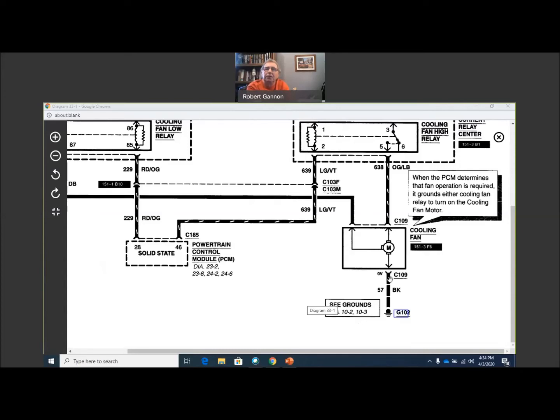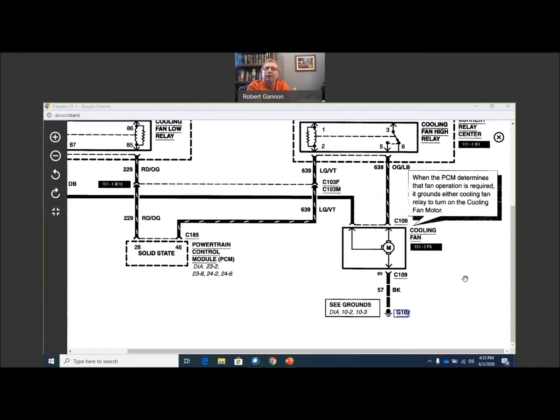The cooling fan is actually a 2-speed motor, so it has one ground, but it's got 2 different power feeds to it. So if power is sent to the motor on this pin here, it'll run at low speed, but if you power up this pin, the motor will run at high speed. It's just the way the motor is wound. It goes through more coils through this terminal here than it does through this one.